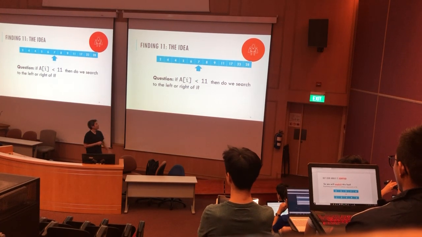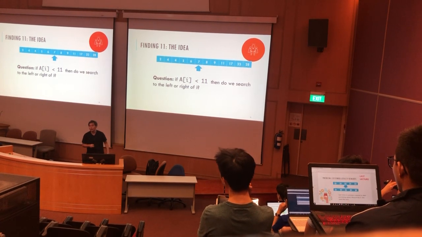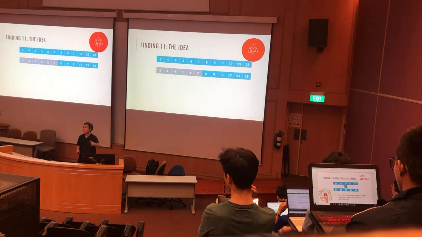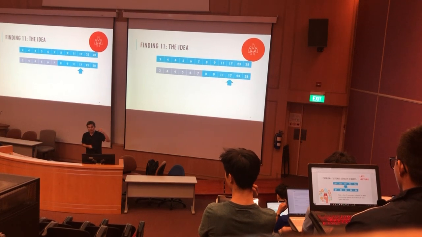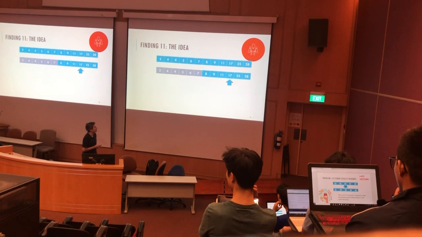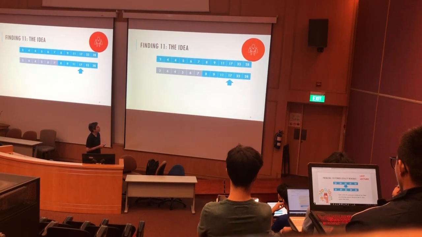You know that everything on this side is going to be less than or equal to 7, so you can throw it away. Right? You know 11 is more than 7. You can throw away everything on this side of the array. So now we can repeat this process. Let's say get the midpoint of the remaining array, and then you ask yourself the same question.